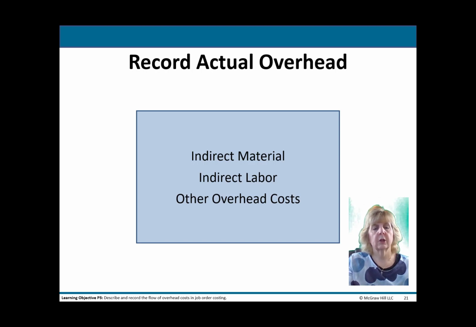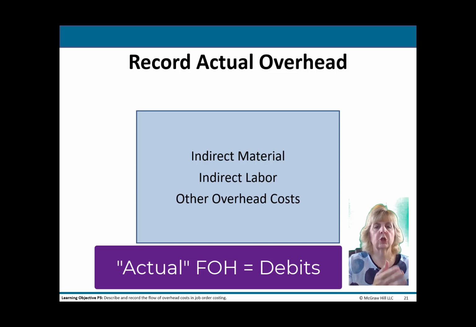So now let's talk about recording actual overhead costs. Thinking of the T account from chapter 14, that would be charges or debits to the factory overhead account. So anytime an actual overhead cost was incurred, we would be debiting factory overhead. In this slide, you'll see that that's what we did with indirect materials, indirect labor, and any other type of overhead costs.